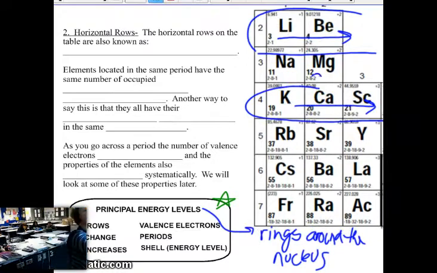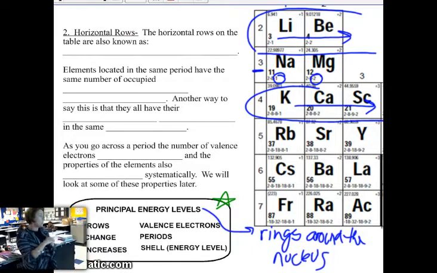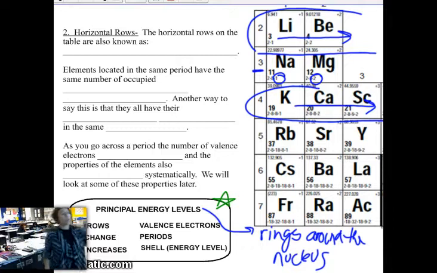So magnesium has its valence electrons in the 3rd shell. Sodium has its valence electrons in the 3rd shell. And the shell number is where their valence electrons are located. Everybody in row 6 has their valence electrons in shell 6. Okay? So another way to say this is that they all have their valence electrons in the same shell or same energy level. As you go across a period, as you go across the row, the number of valence electrons increases. And the properties of the elements change systematically. And we'll look at some of these properties later.